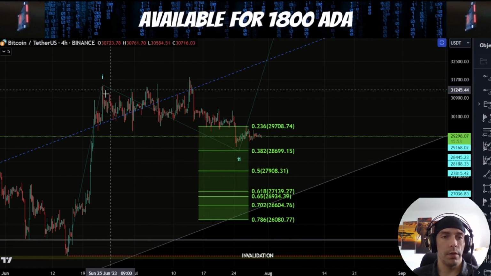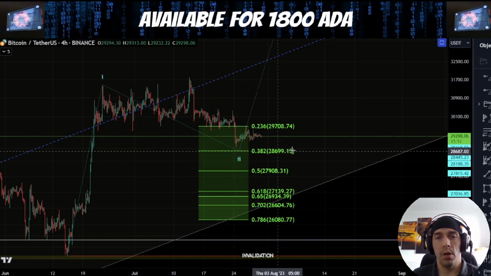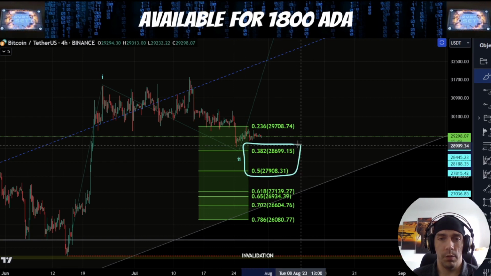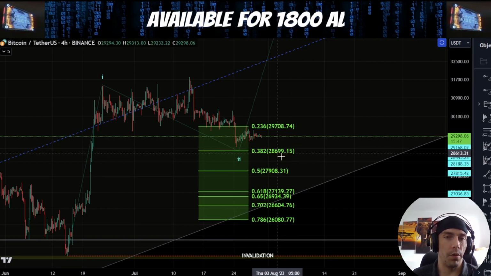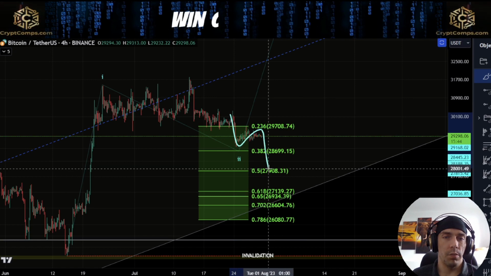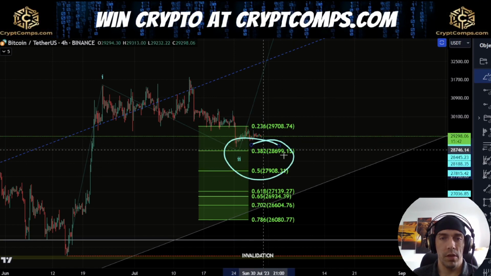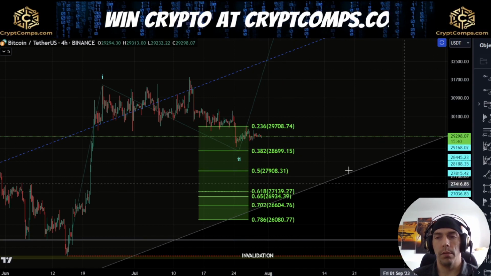Given the fact that we're looking for that possibility of a WXY, the most common area actually becomes between this 0.382 and this 0.5 area. So if we do see price push down here one more time, potentially we could see that move into this level before looking for that push to the upside.